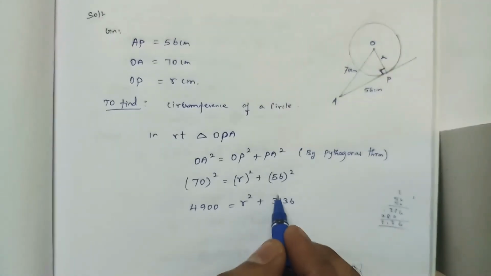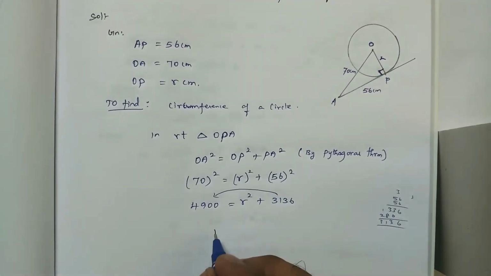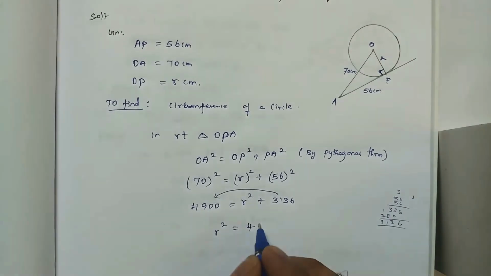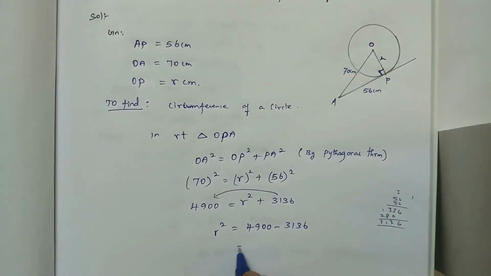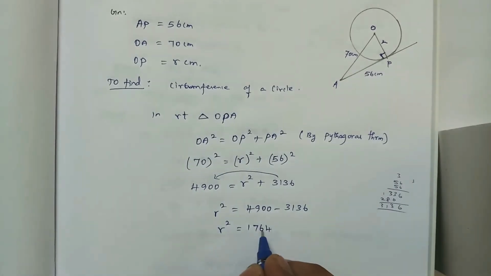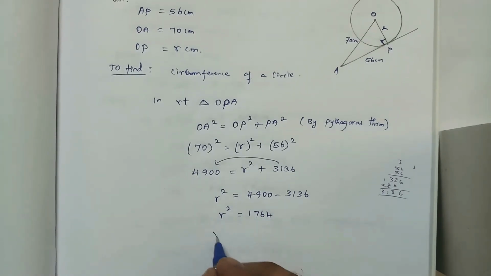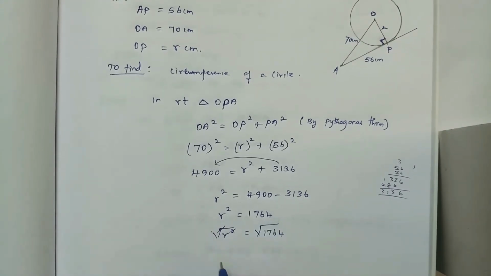56 square is 3136. Taking this 3136 to the LHS, plus 3136 will become minus. So r square is equal to 4900 minus 3136. Subtracting, r square is equal to 1764. But what we need is r alone, so taking square root on both sides, square root of r square is equal to square root of 1764. The square root will get cancelled.